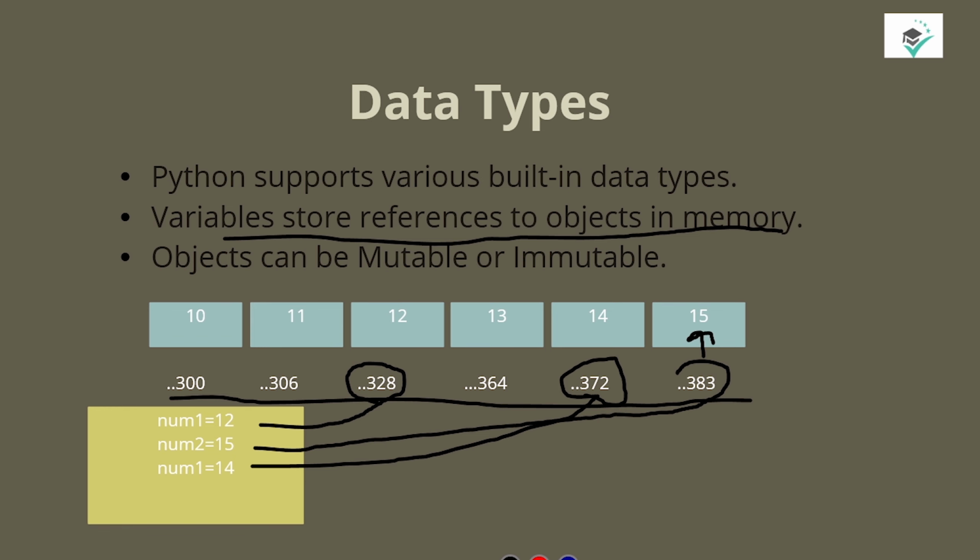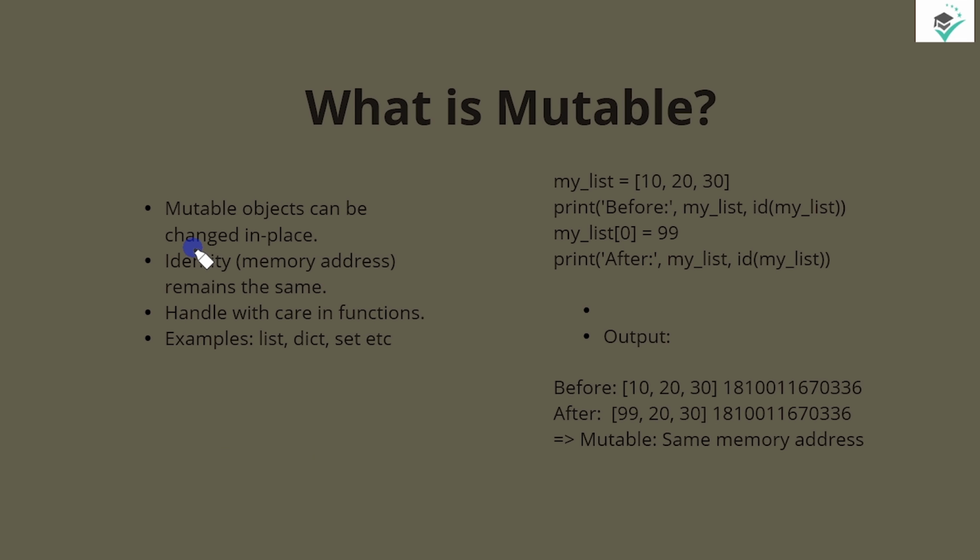So let us explore more about the mutable type. Mutable objects can be changed in place, in the location where they reside. In that location itself, we can change the value and keep the location the same. Identity or memory address remains the same for mutable data types. We must handle these mutable data types with care when using them in functions. Some of the mutable data types are list, dictionaries, and sets.